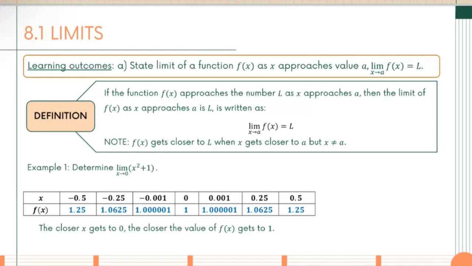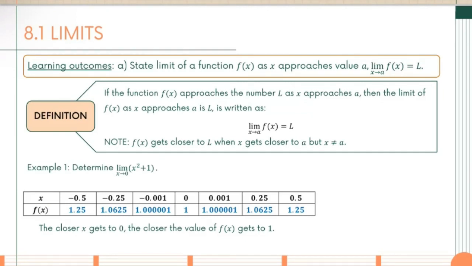Okay, so for the learning outcome yang pertama adalah we are going to state the limits of a function as x approaches the value of A. So kita akan tulis dia seperti inilah. Limit as x approaching A of a function dan kita akan dapat L. Okay, so this will be the first learning outcomes.